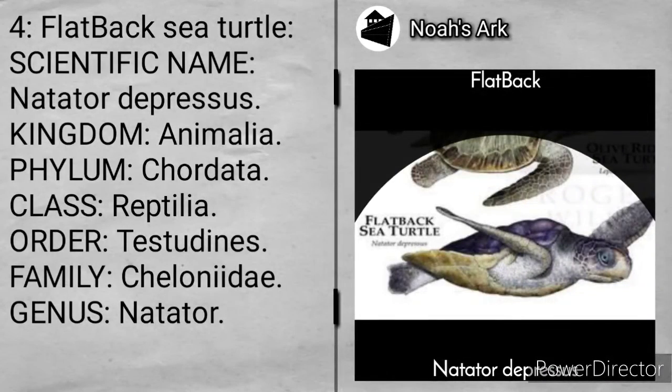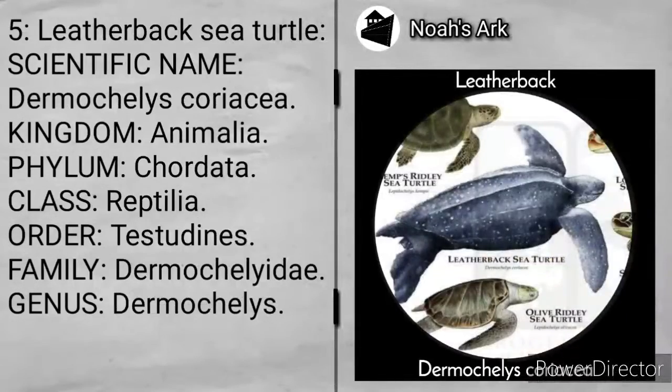4. Flatback Sea Turtle, scientific name, Natator depressus. Kingdom, Animalia. Phylum, Chordata. Class, Reptilia. Order, Testudines. Family, Cheloniidae. Genus, Natator. 5. Leatherback Sea Turtle, scientific name, Dermochelys coriacea. Kingdom, Animalia. Phylum, Chordata. Class, Reptilia. Order, Testudines. Family, Dermochelyidae. Genus, Dermochelys.